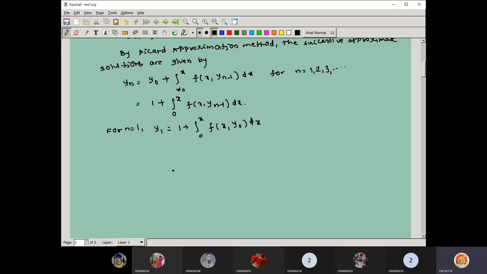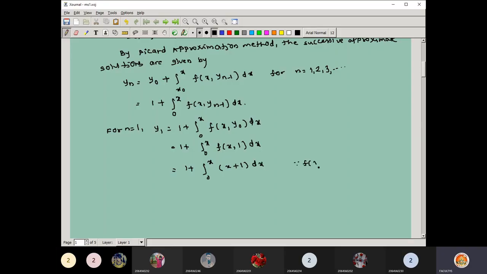Just I am substituting that value. Or I can write 1 plus integral over 0 to x f of x comma y naught, value is nothing but 1, dx. So it is equal to 1 plus integral 0 to x, I am keeping as it is. So this is looking like integrand f of x comma y. So f of x comma y means x you are keeping as it is in your given function. Only in the place of y you are writing 1. So what is your actually f of x comma y? Your f of x comma y is nothing but x plus y. So I am using the same formula, x plus y is nothing but 1, dx.